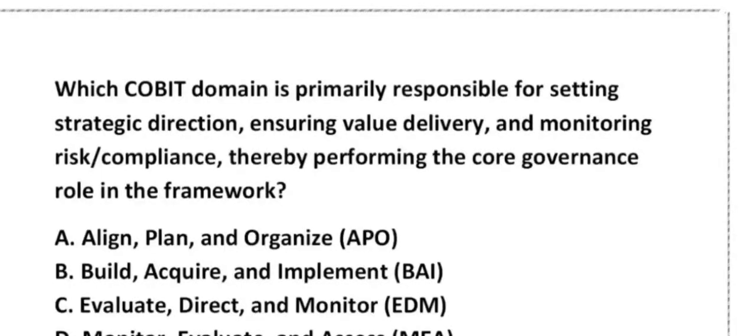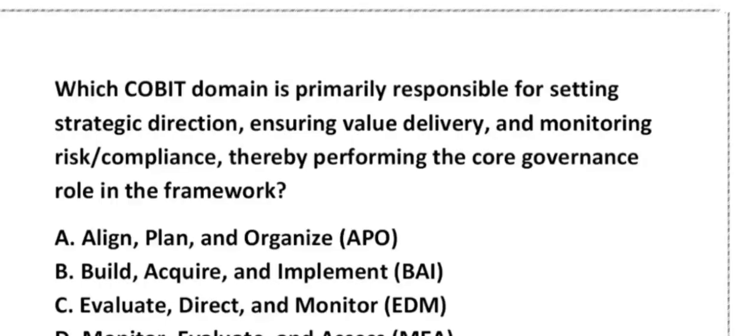So the question is, which COBIT domain is responsible for setting a strategic direction, ensuring value delivery, and monitoring risk or compliance, basically performing the core governance role in the framework. That is what the question is. APO, align, plan and organize. BAI, build, acquire and implement. EDM, evaluate, direct and monitor, and MEA, monitor, evaluate and assess. So friends, let's try to understand.